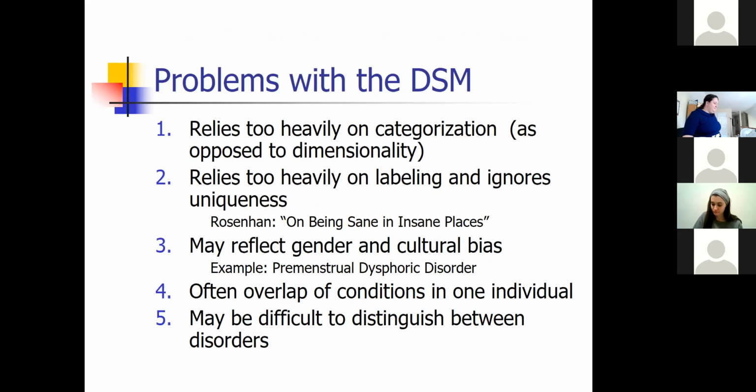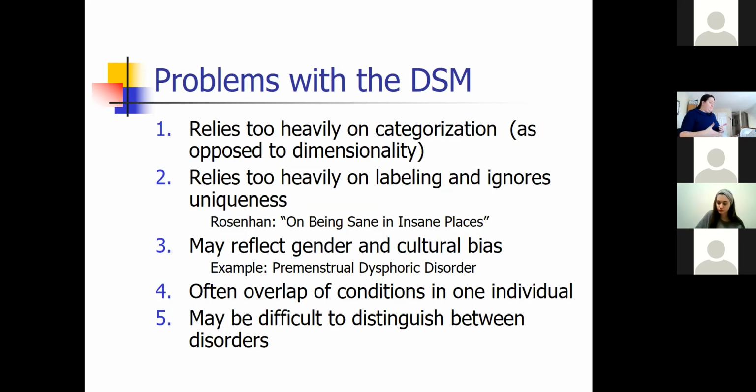All right, some problems with the DSM. It relies very heavily on categorization. Even with that dimensionality of severity, you're still putting someone in a box, basically. And as we'll see throughout the semester, there are examples of disorders where you can either have 5 of the symptoms and be diagnosed, or have 9 of the symptoms and be diagnosed, and you would get the same diagnosis, right? So clearly some issues there.